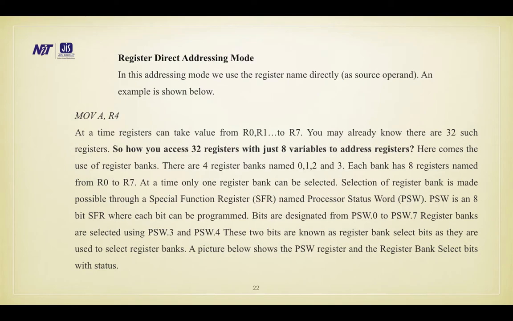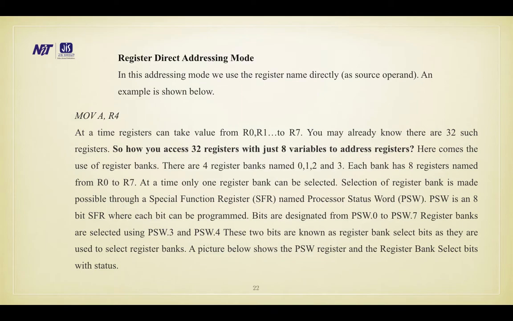Here comes the use of register banks. There are 4 register banks, namely 0, 1, 2 and 3. Each bank has 8 registers named from R0 to R7. At a time only one register bank can be selected. Selection of the register bank is made possible through a special function register named the processor status word, PSW.